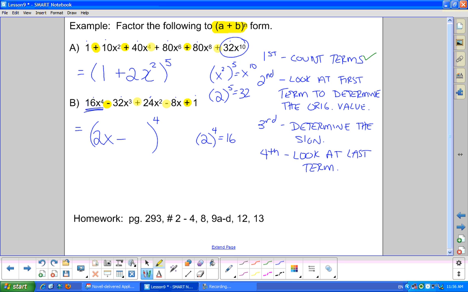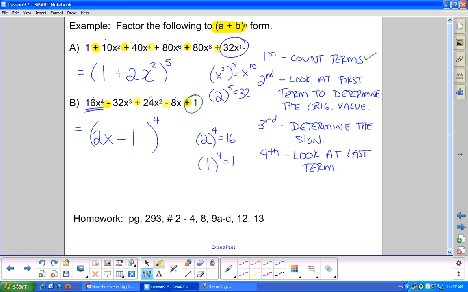Finally, we look at the last term. The last term here is the 1. So there's no variable. So we need to figure out what to the 4th is equal to 1. Has to be 1. So it's 2x minus 1 to the 4th.